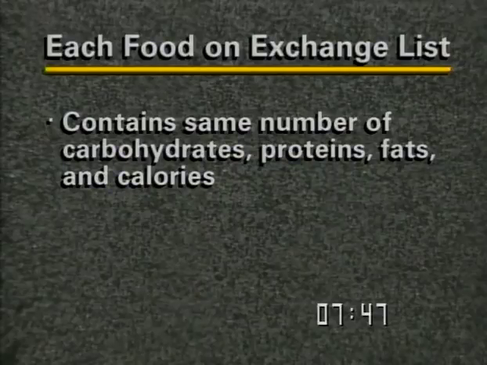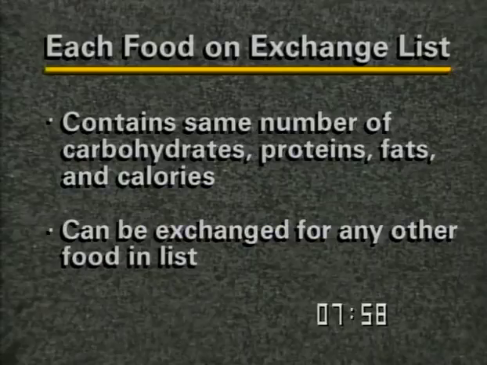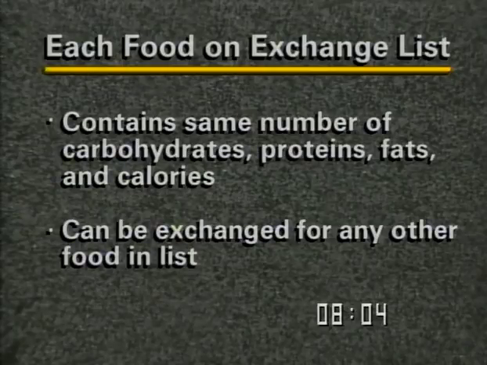The meal plan is a guide that defines the food choices and the amount, also called exchanges, that the patient can eat for meals and snacks. The food exchange list makes the meal plan work. Each food on an exchange list has about the same number of carbohydrates, proteins, fats, and calories. In the amounts listed, all of the choices in a list are equal and can be exchanged or traded for any other food in that list.